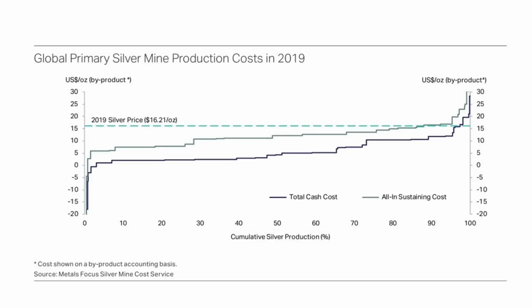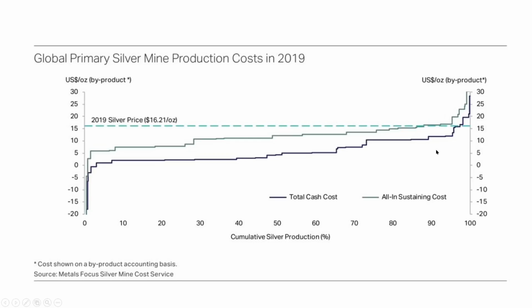So here is the global primary silver mine production costs in 2019. And here's the price. It was $16.21 an ounce in 2019. And this is the total cash cost in the purple and all-in sustaining costs in the green. So you can see that we've got some production that could potentially come online in the $25 to $30 range up here. But a lot of the producers, this is the cumulative silver production, the percent, and this is the price on this side.